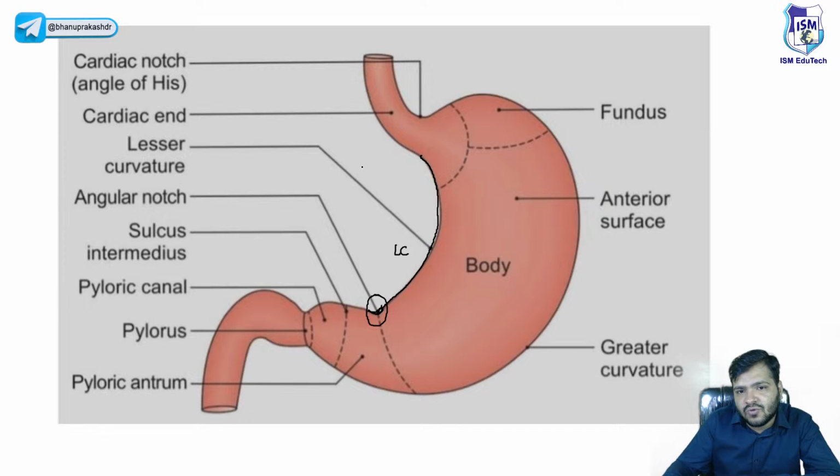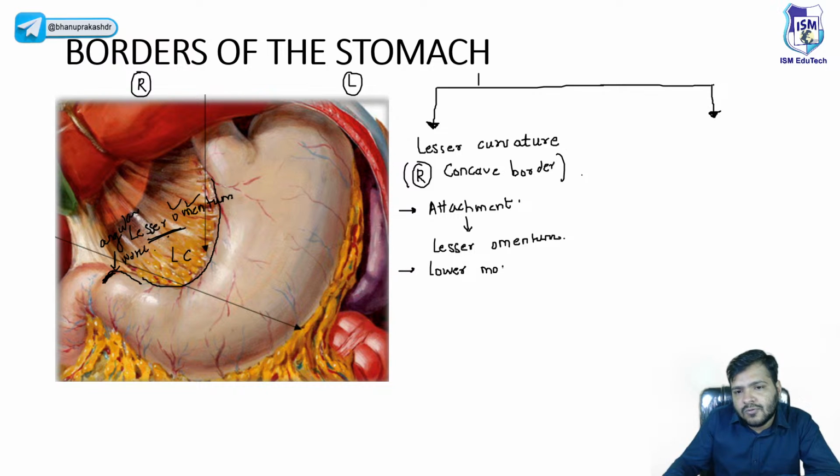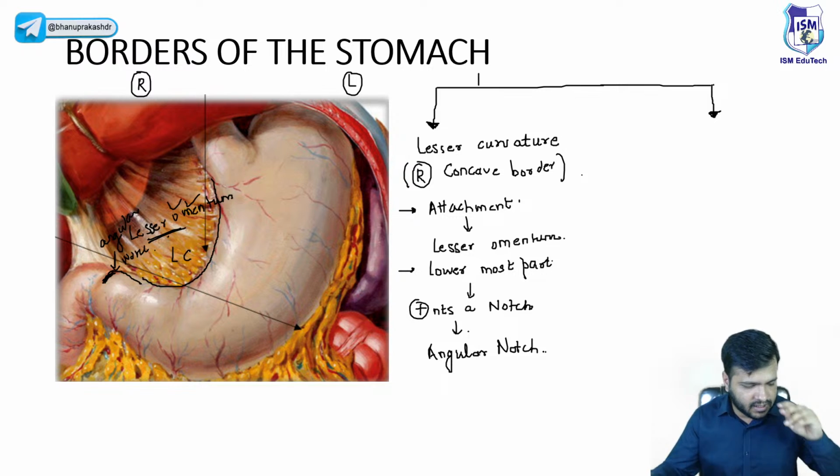Notch will be visible, beta, a notch looks like this. So that is something which is called the angular notch, right? So remember the lowermost part basically presents a notch, and that notch is called the angular notch. The angular notch we have already discussed right now.